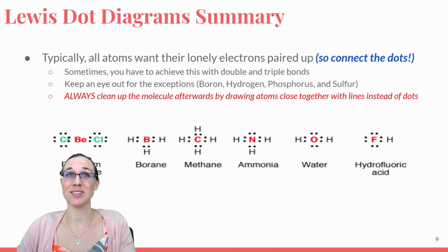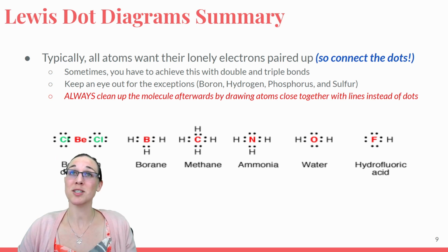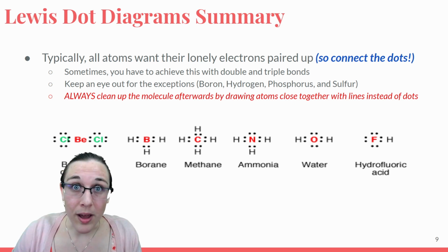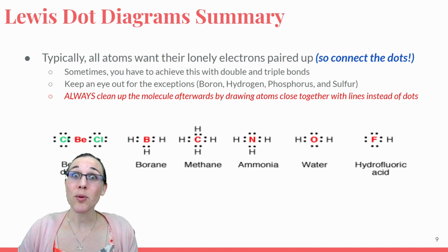Remember those exceptions. Remember that typically all of the atoms want their lonely electrons to be paired up. They want to connect those lonely electrons. Sometimes you have to do this with double and triple bonds to fulfill it. Keep an eye out for all those exceptions: boron, hydrogen, phosphorus, and sulfur. And always, always clean up your molecule before you turn it in so your poor chemistry teacher's eyes don't do this as he or she is trying to grade your paper.